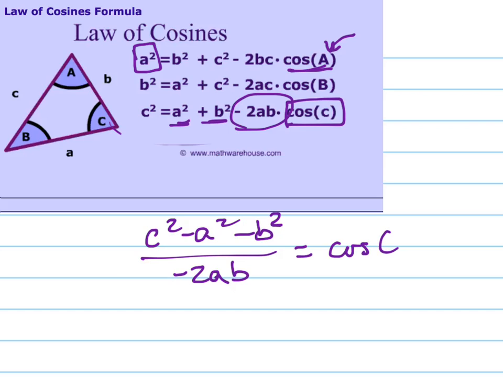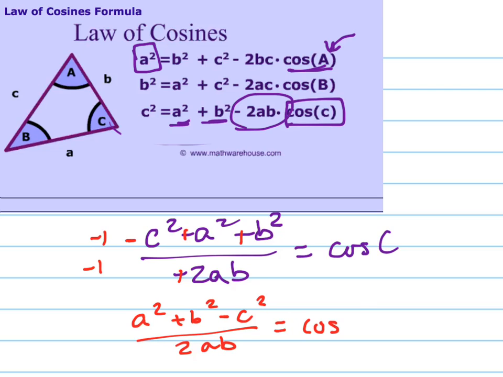Now what I'd like to do, and you'll see this sometimes, is multiply everything through by -1 over -1, and it just looks better when we do that. So this would be negative, positive, positive, and that would be a positive. So let's rewrite this now. A squared plus B squared minus C squared all over 2AB equals the cosine of C.